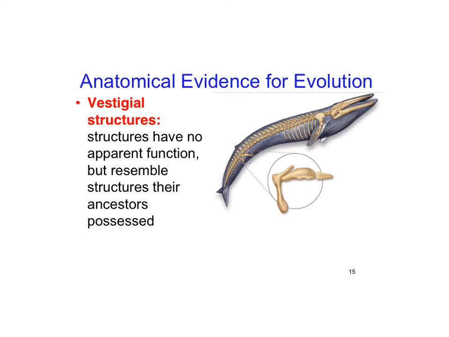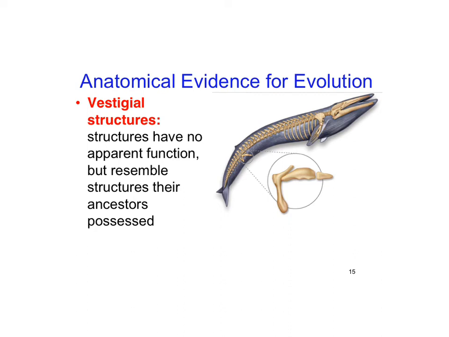The last bit of evidence I want to talk about is for vestigial structures. Vestigial means a structure that really isn't doing anything in the organism. It's there, but it serves no function. But it's sort of left over from the evolutionary past. It seems like at one time maybe it did have a function, but it doesn't anymore.